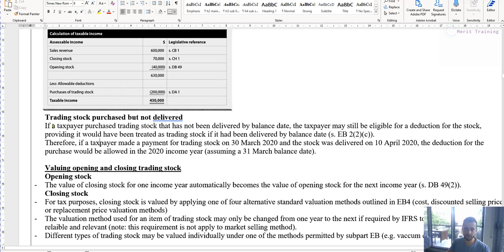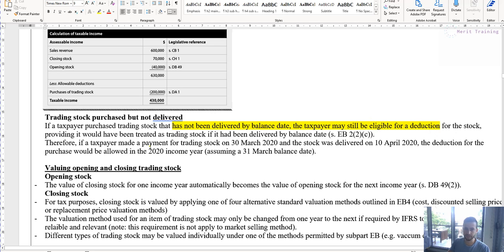So the rule, and this one's important, is that if a taxpayer has purchased trading stock that has not been delivered by balance date, the taxpayer may still be eligible for the deduction of stock, provided it would have been treated as trading stock if it had been delivered. So if it has not been delivered, the taxpayer may be eligible for deduction. So you can still claim it even if it hasn't arrived. So there's the trick to look out for.